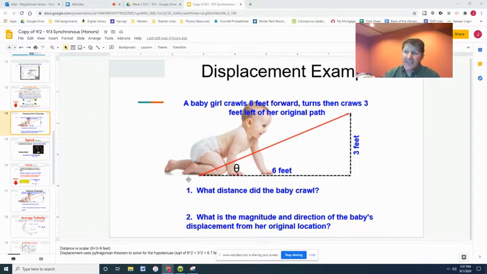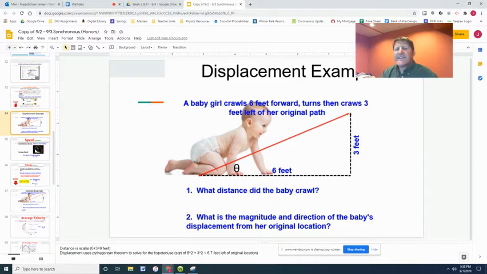Now, the other thing I have to add is the direction. So the baby was crawling to the right, and then it went up from that. So you can say it traveled 6.7 feet. You could say it traveled 6.7 feet left of the original path. So this was the original path, and it traveled 6.7 feet and to the left of that path.